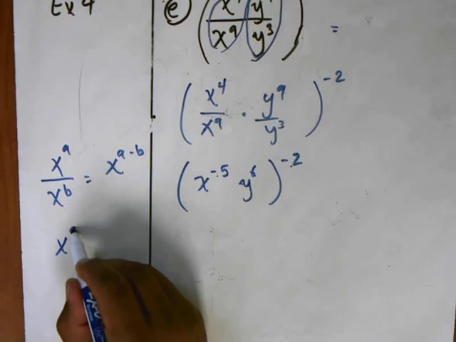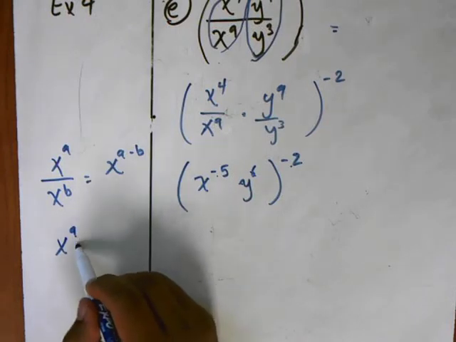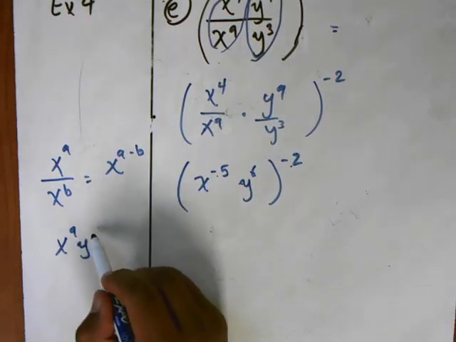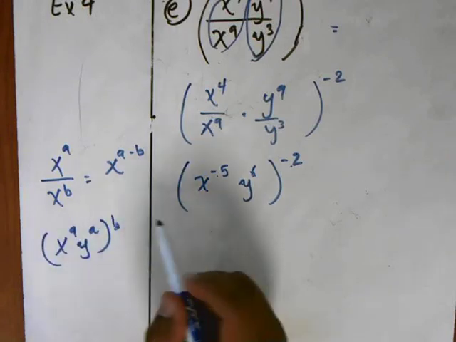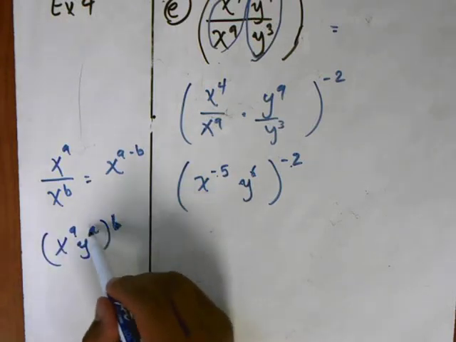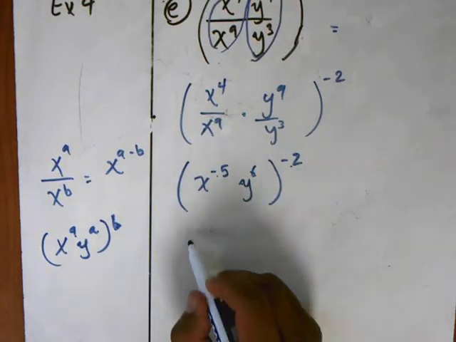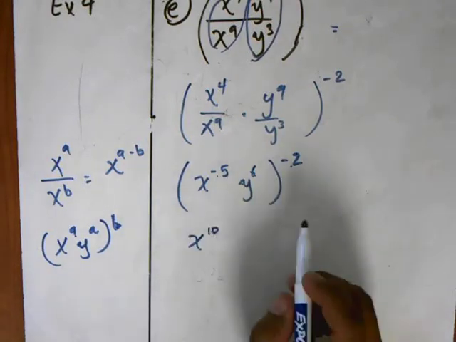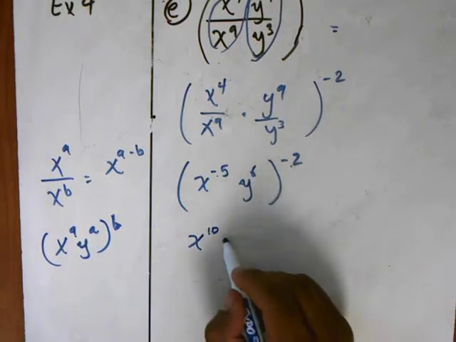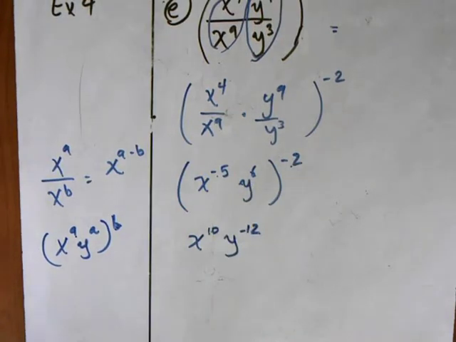Okay. So taking this a step further, where we apply this exponent to both of these, I'll remind you with this rule, x to the a times y to the a, and the whole thing raised to another power. Well, we just multiply this by each of these. Okay. So this is going to be x to -5 times -2 is +10, y to +6 times -2 is -12.